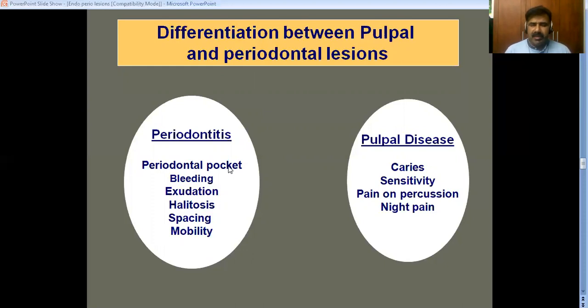In pulpal disease, definitely there will be a filling, meaning there is caries, a deep caries, or there is a history of trauma. Then the tooth may be sensitive. It will be sensitive to pain on percussion, and the pain will be mostly during the night, and the pain is more severe. So this is how you differentiate between pulpal and periodontal lesions.